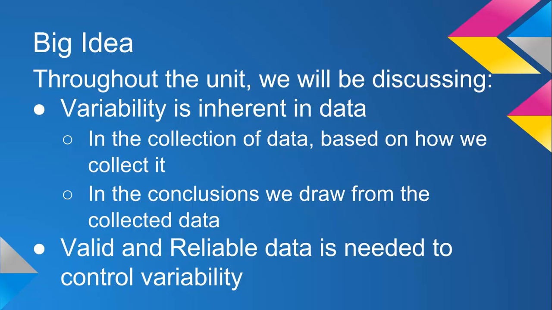Throughout the unit, we're going to be talking about this idea of variability inherent in data. This is the idea of the extent to which different conclusions can be drawn, or data can just be different. In collection of data, we can see how different two sets of data are. But if we're just looking at conclusions, if you're looking at the data versus I'm looking at it, or by the way it's presented, those conclusions could be different. We really need valid and reliable data to control variability, to control the extent to which things are different.